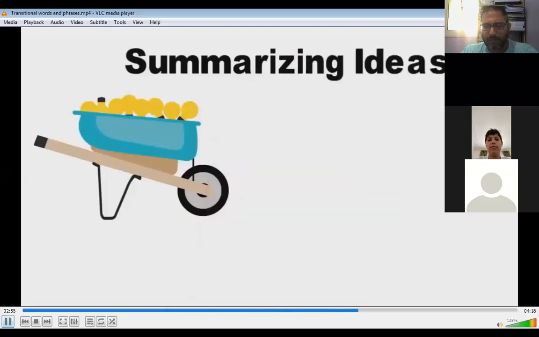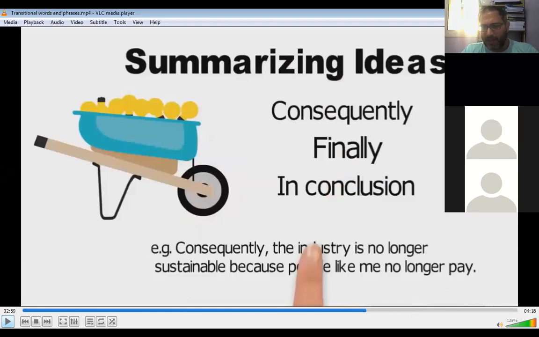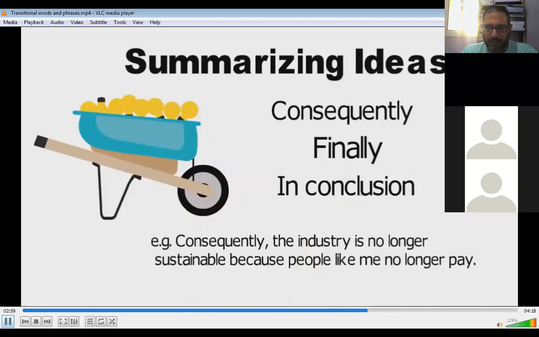Use words like consequently, finally, or in conclusion. When we summarize an idea, we can say finally or in conclusion, and mostly we use those words when we are writing an article and we are writing the concluding paragraph. For example, consequently, the industry is no longer sustainable because people like me no longer pay.